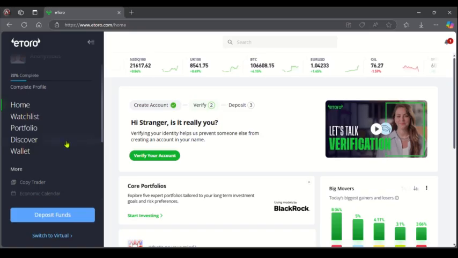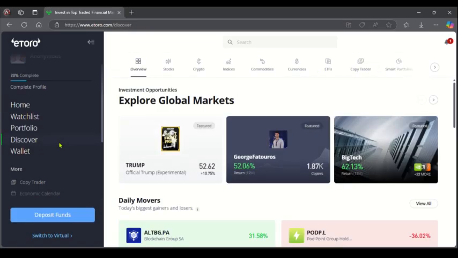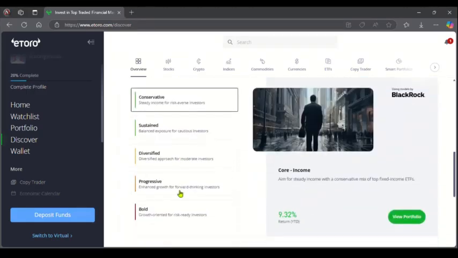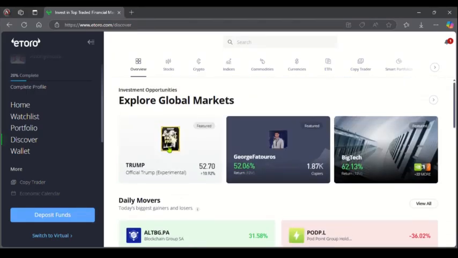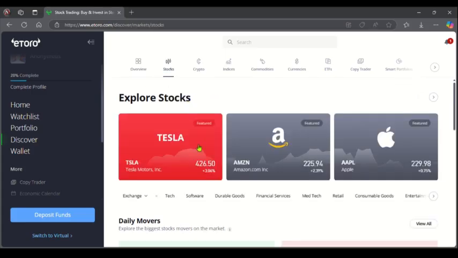The first thing you have to do is tap on the discover option at the left side of the toolbar. Then from there you have access to a couple of crypto options. This is the overview. Then you can just tap on the stock. For example, you can buy Tesla, you can buy Amazon, you can even buy the Apple stock, depending. So just going to crypto.